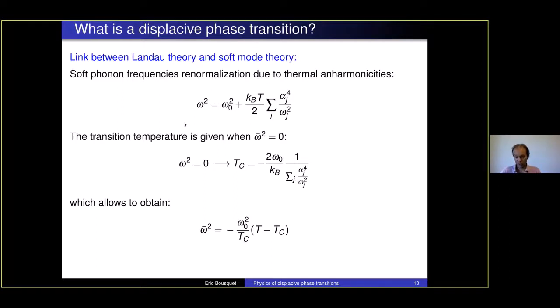And now in our case, in the case of displacive fluctuation, we know that we have a critical temperature where this omega squared is equal to 0. So then we take this expression and say, okay, it is equal to 0.